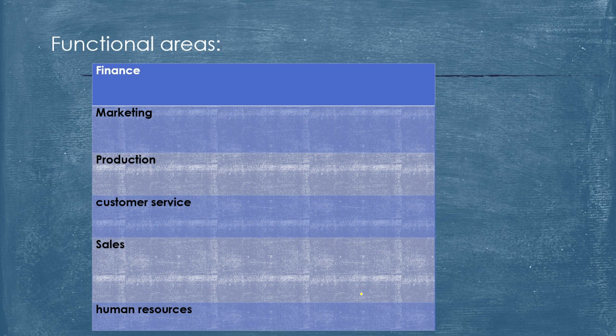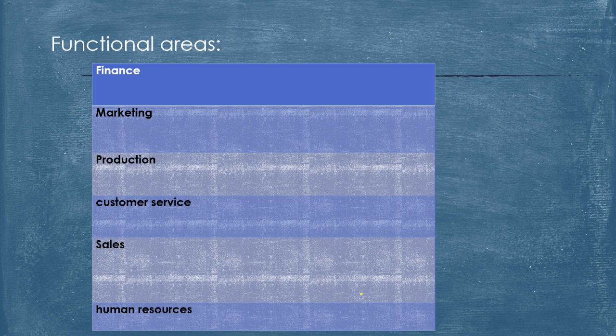The reality is all these areas are actually interdependent on each other. So for example, if you don't have good finances, you can't actually make a good product, so that impacts on production. If you're not making sales, it impacts on finances. If you want to hire people, for example in human resources, you need to have money for that.